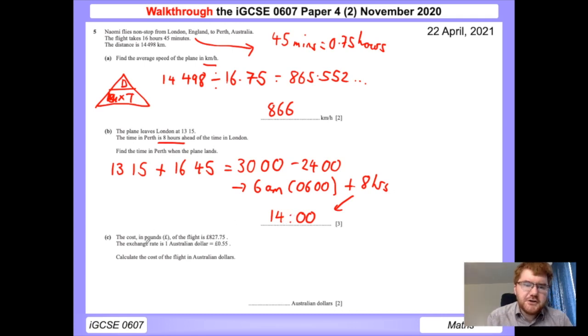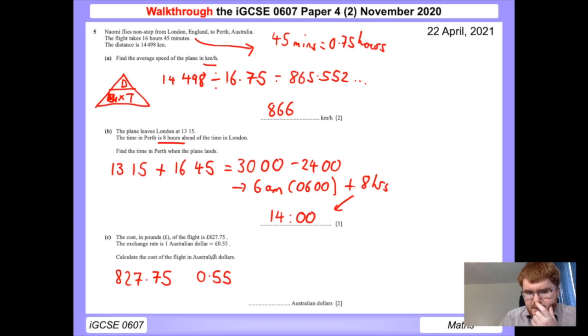And for the last question, the cost in pounds of the flight is £827.75. The exchange rate is $1 is equal to 55 pence or 0.55 pounds. Calculate the cost of the flight in Aussie dollars. So my pupils, what they get confused with here is they know they need to times or divide, but they're often confused of exactly whether to times or divide.